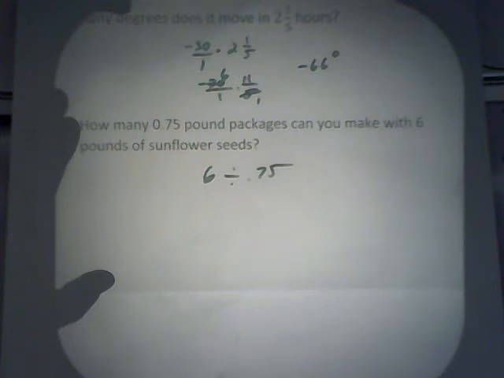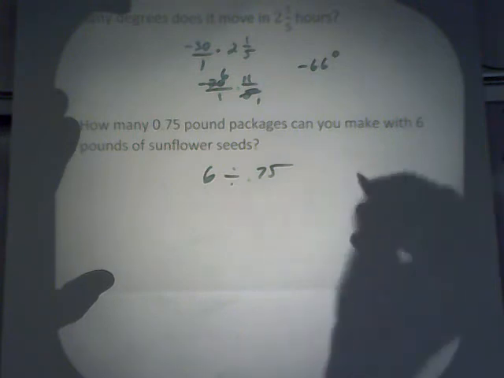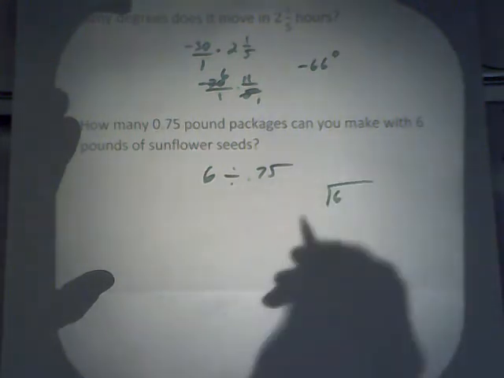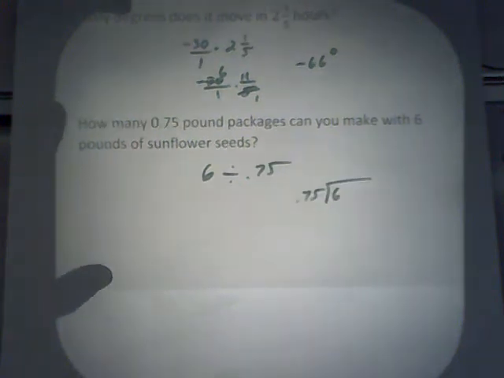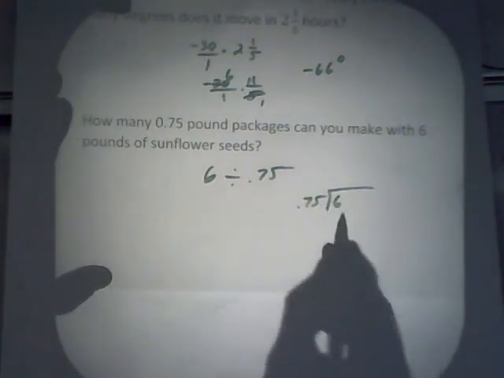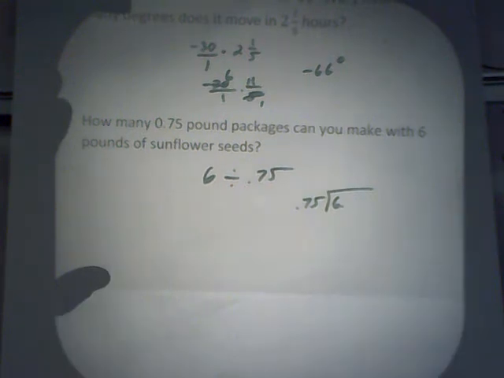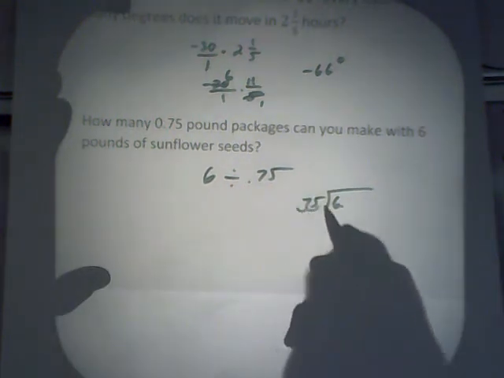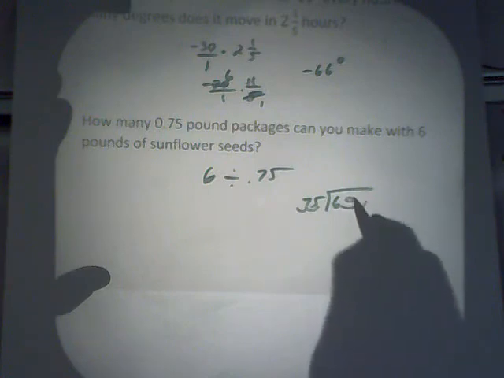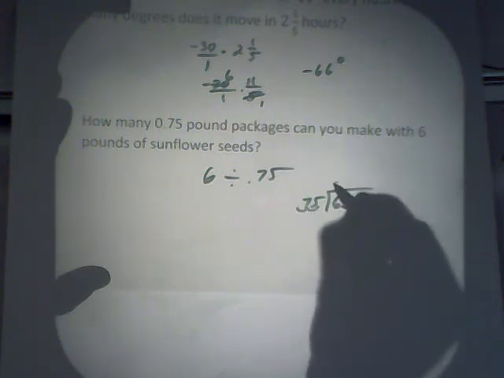Okay, which one goes inside the den? 6. 0.75. What do I do first to solve it? Move the decimal. Oh, if I don't see a decimal, what do I do? It goes at the end of the number, right? Here we go. 75 going into 6? No. 75 going into 60? No.